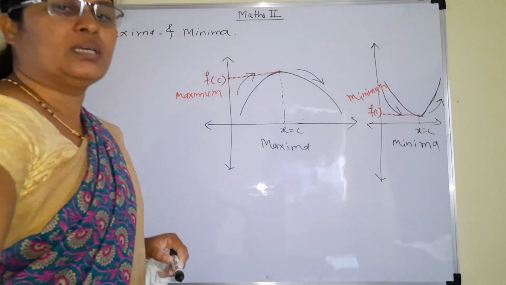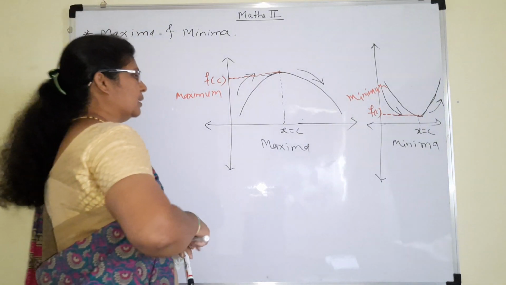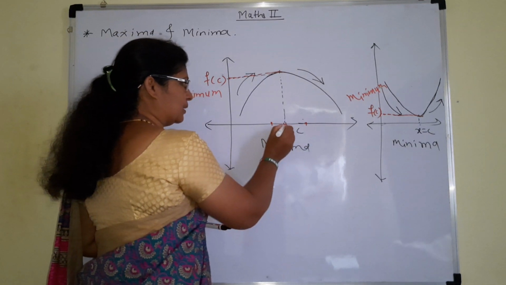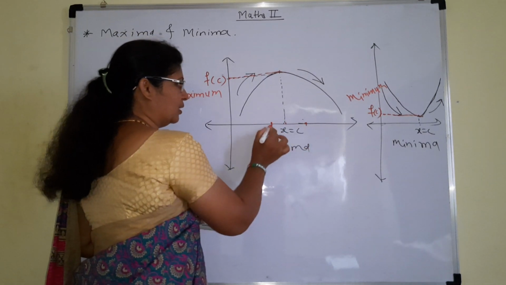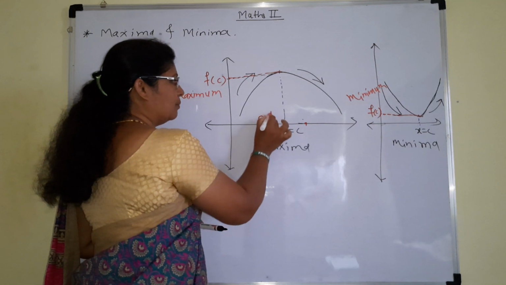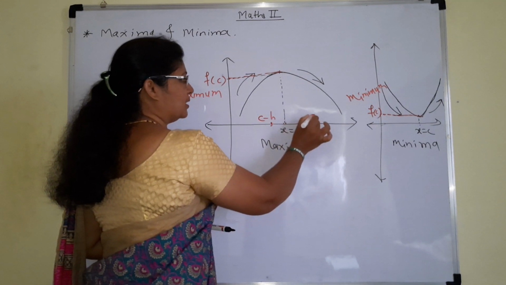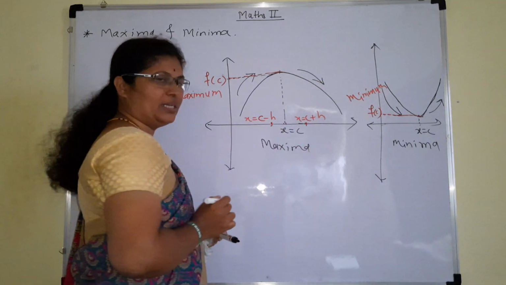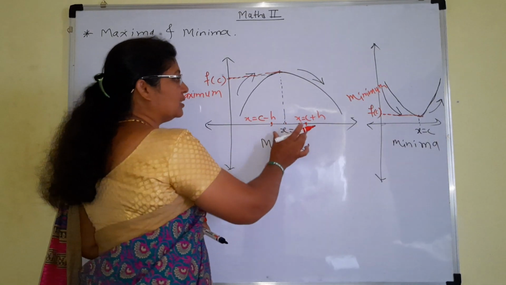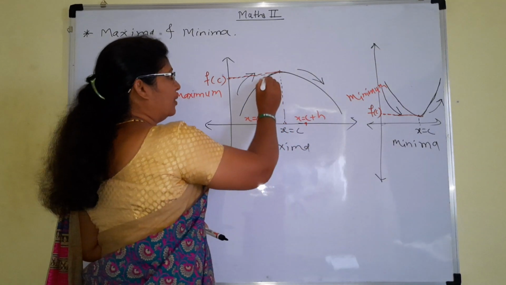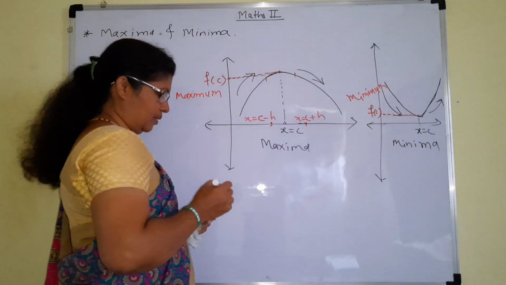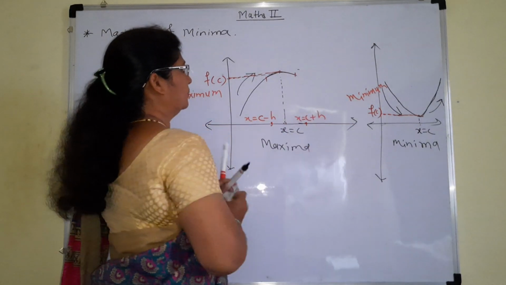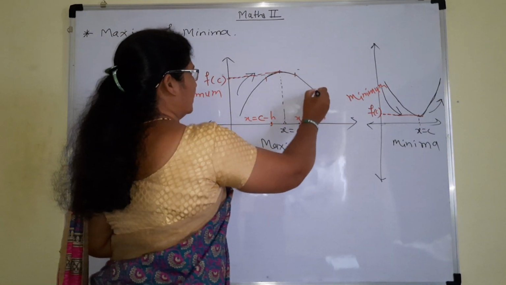So if I consider the neighborhood of x, I will consider up to this and up to this. Suppose this distance is h, then this point will be c minus h and this point will be c plus h. So I have to consider this neighborhood. I will consider only this graph, because the graph may be like this. Suppose consider this one, this graph is there.